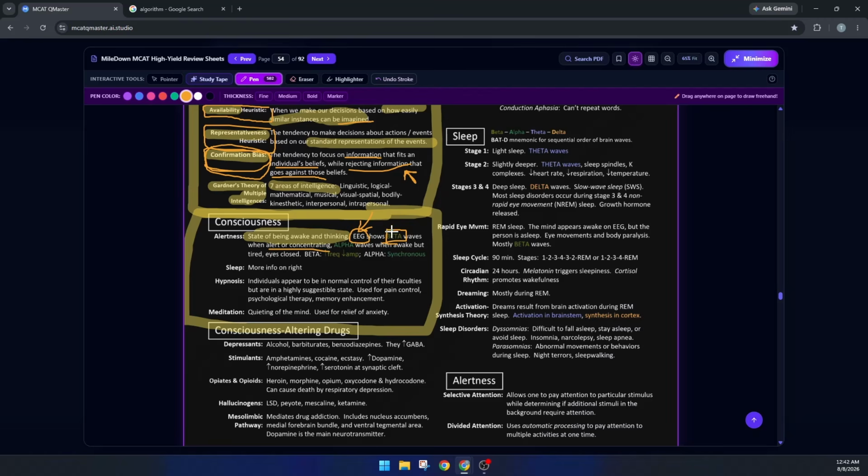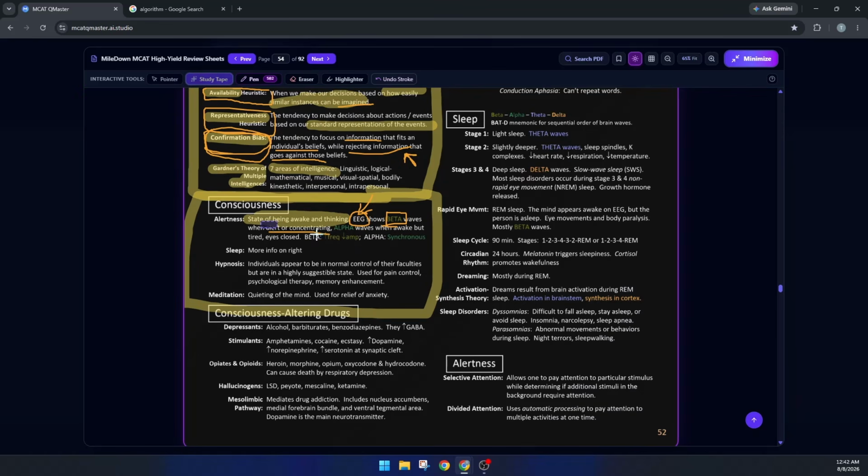So you have to remember, beta means alert or concentrating. You can use your study tape for that. Look, what is beta? Alert or concentrating. Alpha waves when awake, but tired and eyes closed. So you could do a study tape for that. Beta, high frequency, low amplitude.